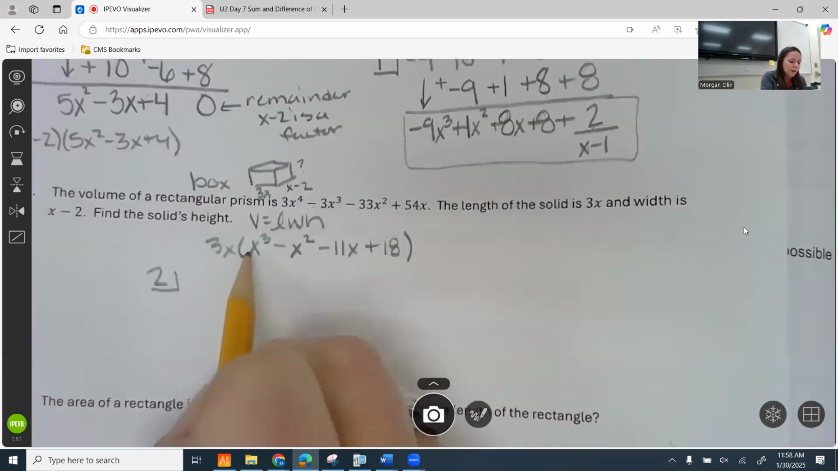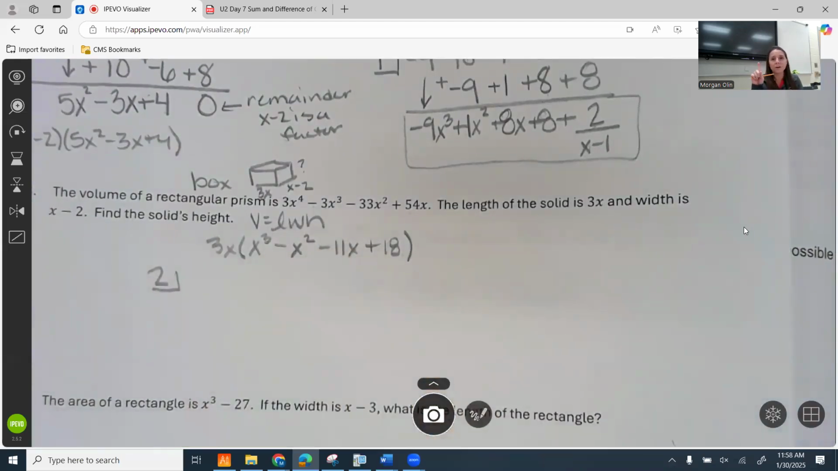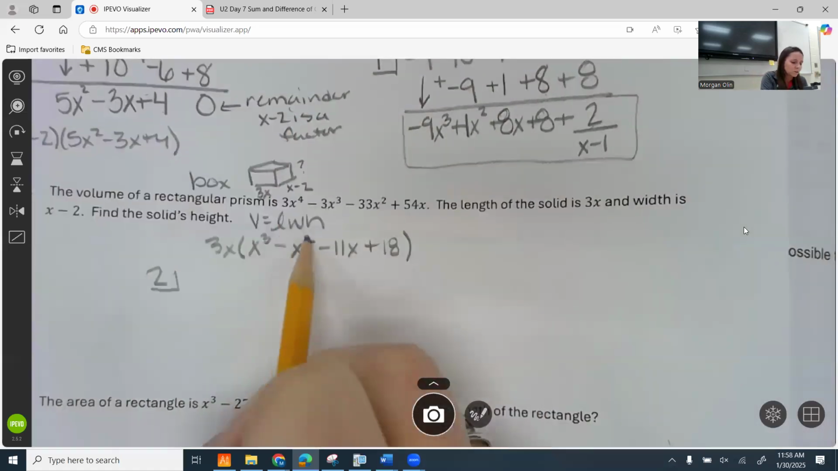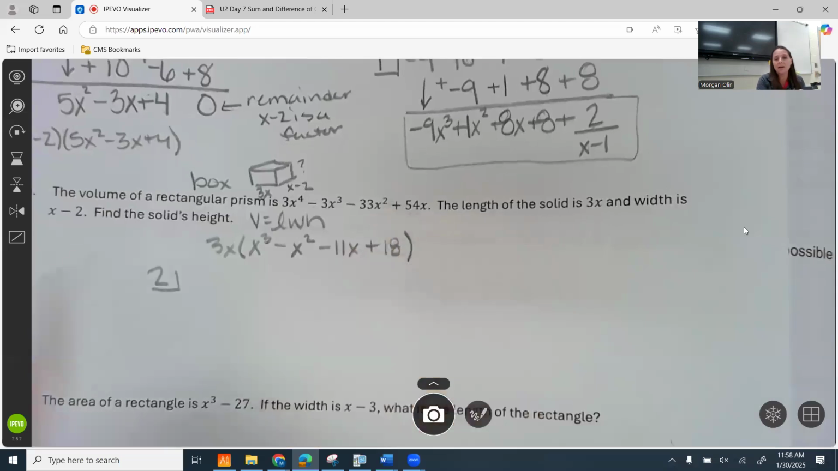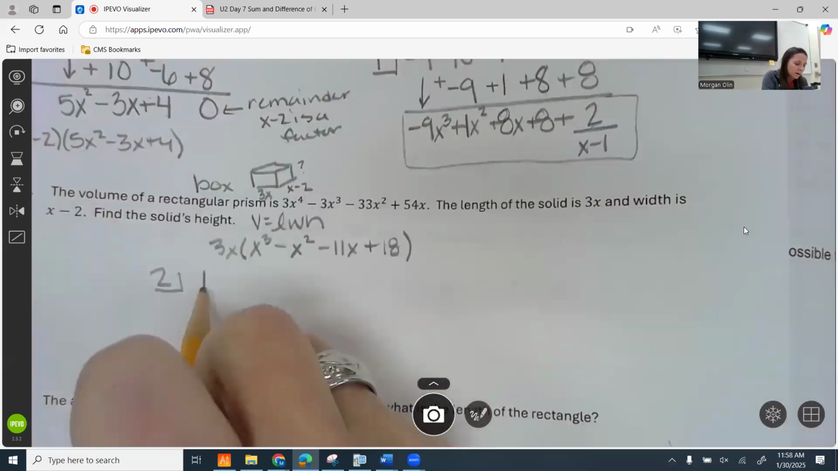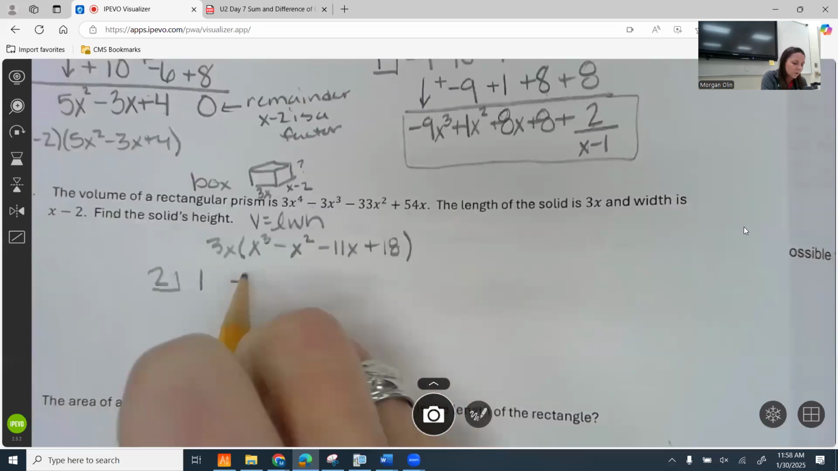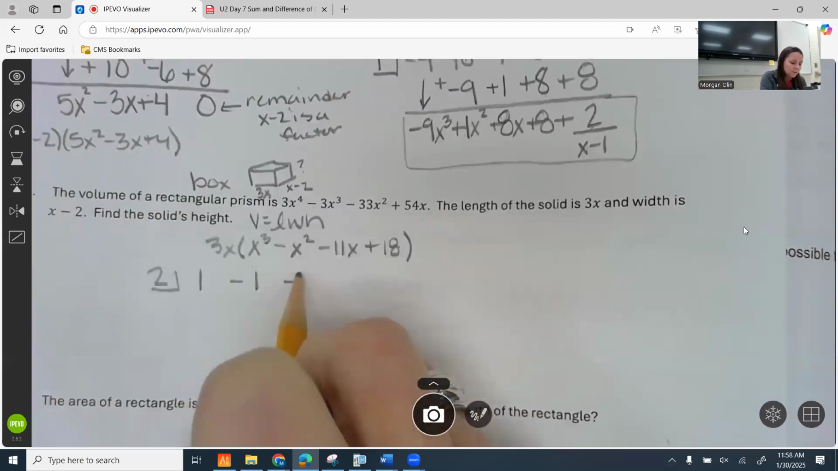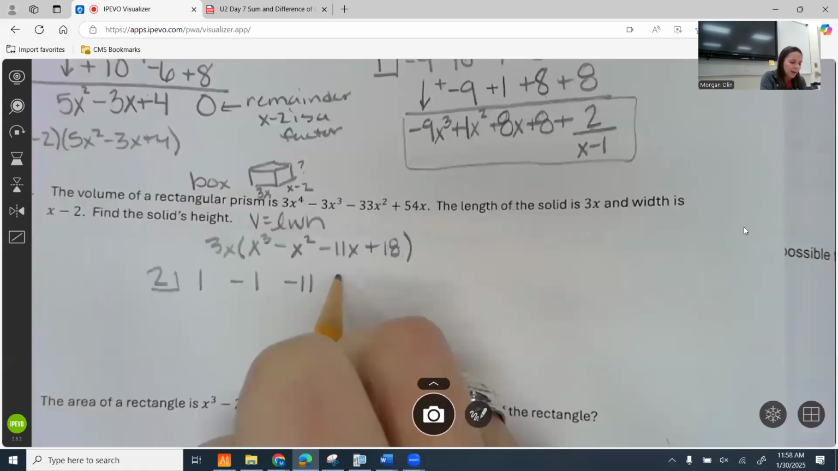Now drop these down, or actually, wait, what do I have to do first? Check my exponents. 3, 2, 1, nothing. I don't need any zeros. So here, my coefficient here is 1. My coefficient here is negative 1. My coefficient is negative 11 right here, and then I have 18.